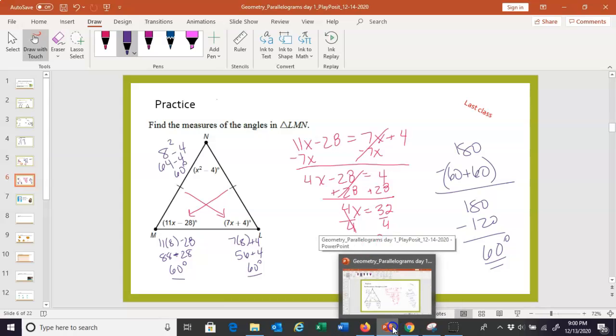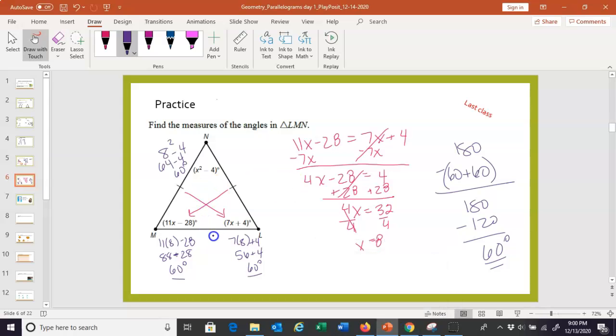So what kind of triangle is this? All the angles are the same, which must mean all the sides are the same. So it's equiangular. We talked about this. Equiangular and equilateral. Equal angles and equal sides. And we're going to talk even more about those today.